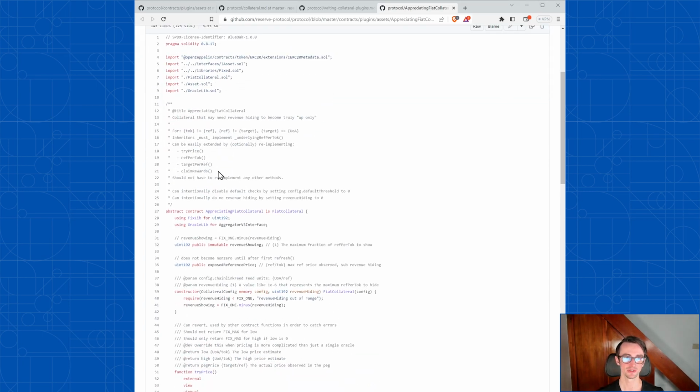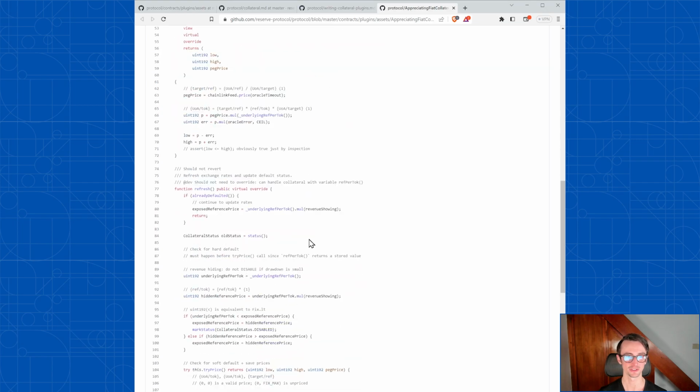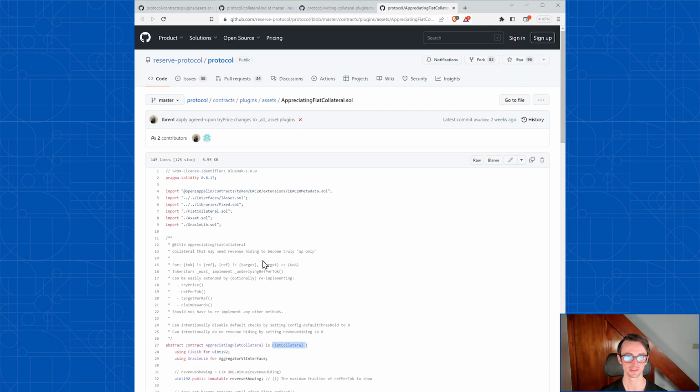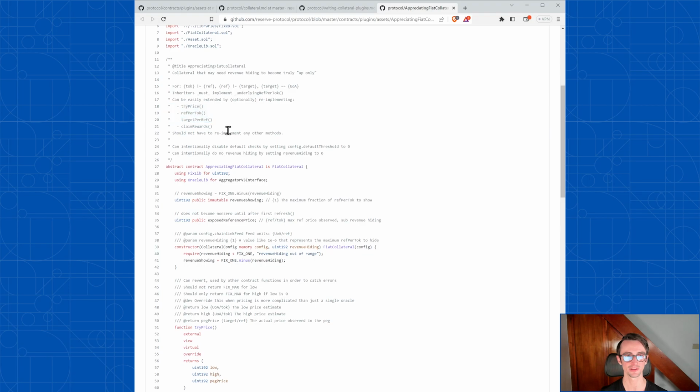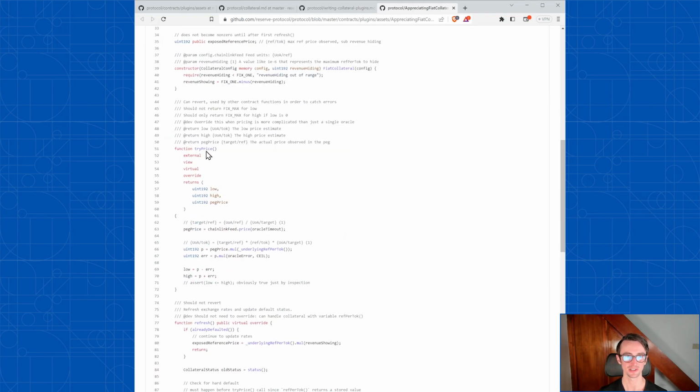You'll notice up here at the top, it says it can easily be extended by re-implementing these 4 functions. You should not have to re-implement any other methods. So we're trying to make it easy for people to write new plugins without understanding the entire inheritance hierarchy. Still, I would recommend, if you are looking at a particular class, follow the inheritance hierarchy up until you reach rock bottom or rock top, however you think of it, and figure out all the functionality it is inheriting. In this case, it's telling us these are the only 4 things that you probably need to look at. Try price.